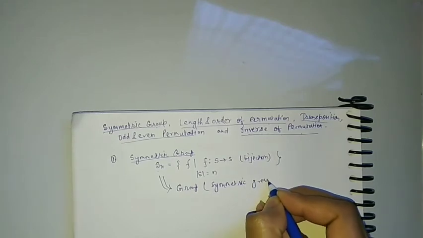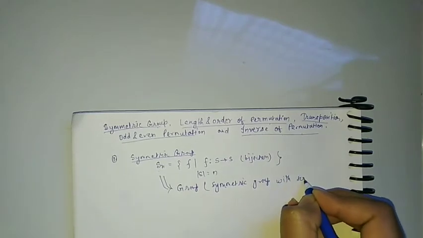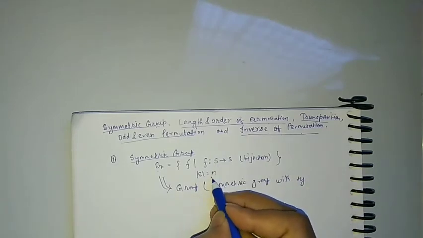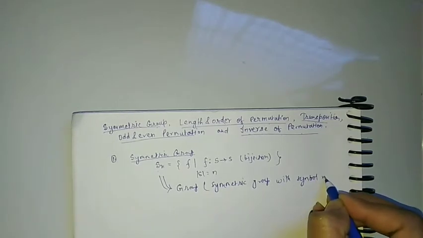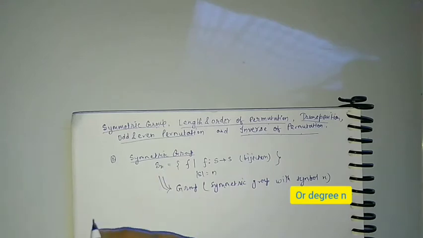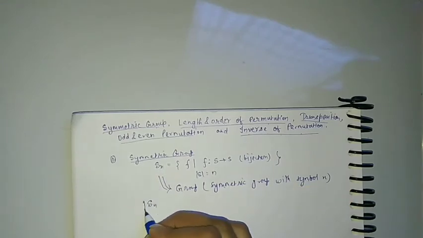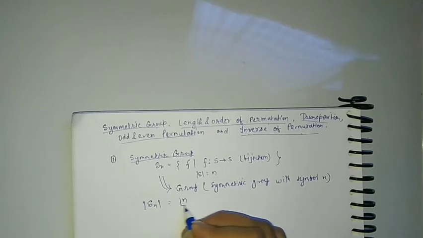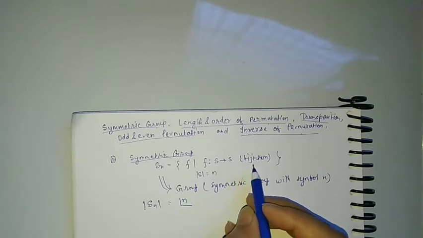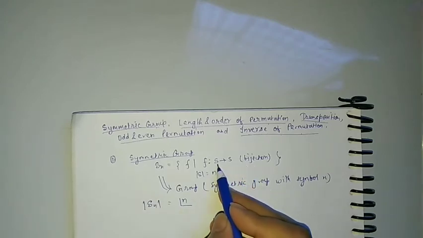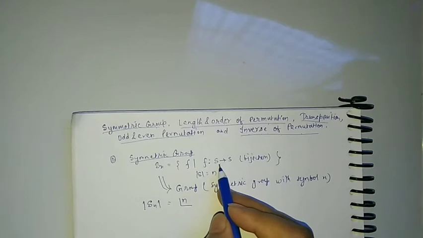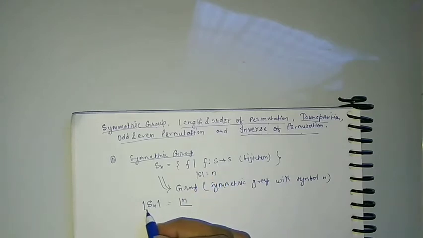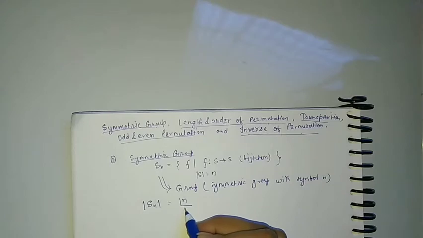This set forms a group which is known as the symmetric group with symbol n, because the set S has cardinality n. So this is called the symmetric group with symbol n, and it is denoted by Sn. Now the order of this group will be equal to factorial of n, because we know that the total number of bijections on a set with cardinality n is factorial of n, and this is nothing but the set of all bijection maps on this set. So the order of Sn will be equal to factorial of n.